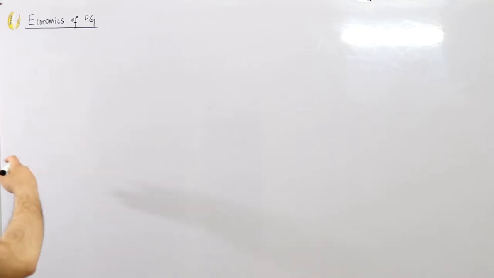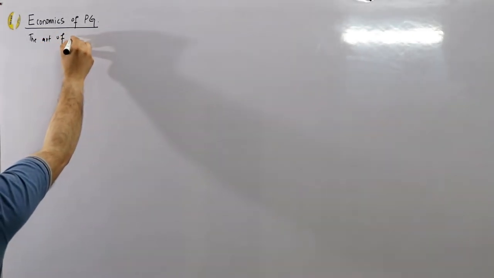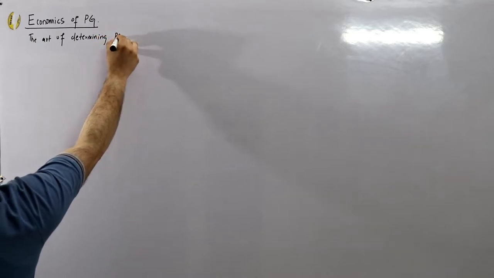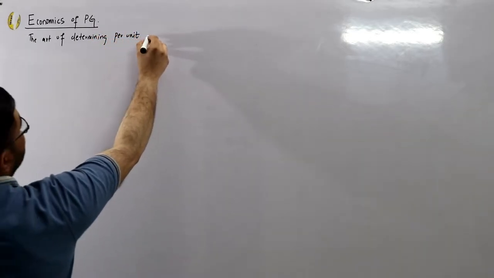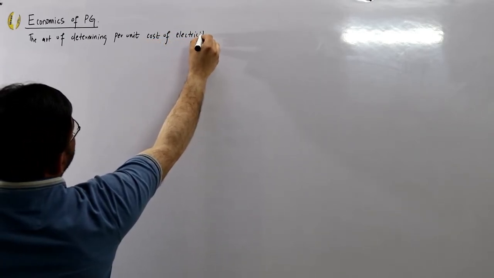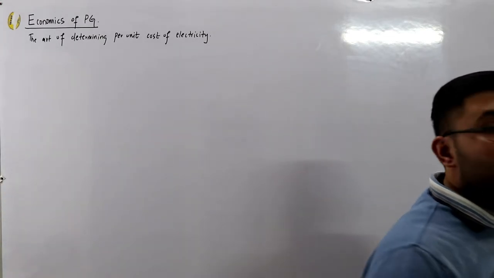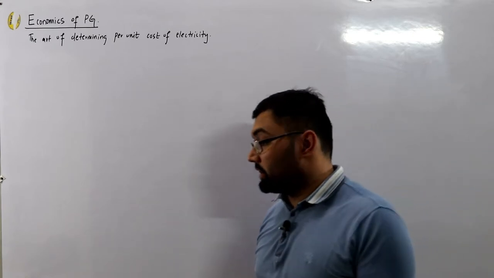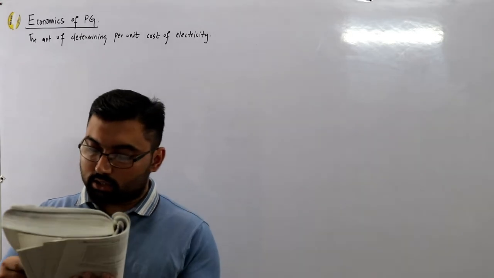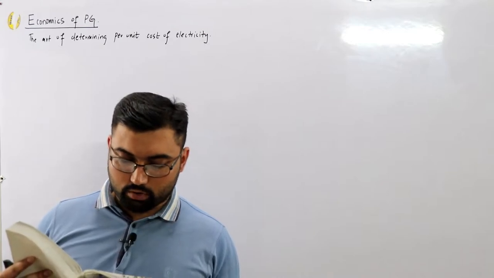So the book writes the definition of economics as the art of determining the per unit cost of electricity produced. Per unit means what? Per kilowatt hour. One unit of energy is 1 kilowatt hour, right? So the art of determining the per unit cost of production is known as the economics of power generation. This is chapter 4 of the book, okay?